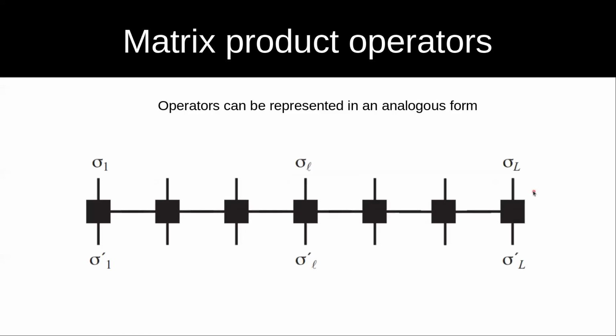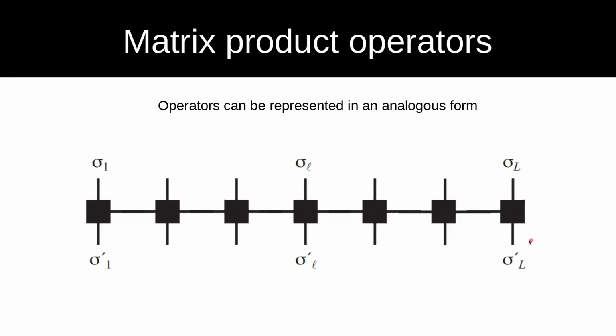And now if you want to represent a matrix product operator, that would be essentially the Hamiltonian or any operator acting on the matrix product state, then you can write it in this way. You have indexes, sigma 1, sigma 2, sigma 3, and so forth, that essentially represent one of the indexes of your operator or of your matrix.